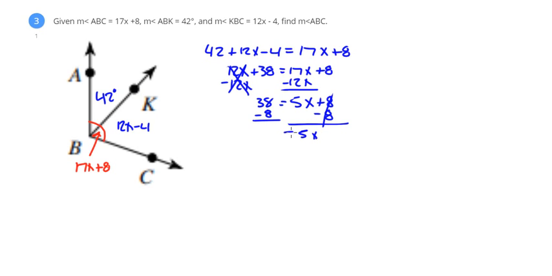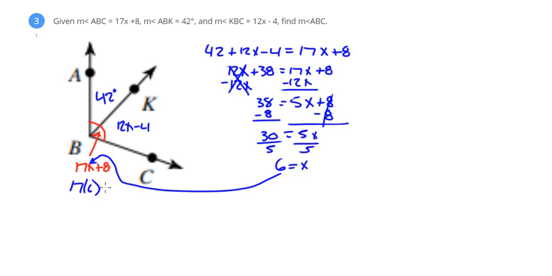We get 5x equals 30. Divide by 5, and we get that x is 6. Now, it's not asking us what x is. It's asking us what angle ABC is. So I'm going to plug this 6 into this x right here, make our life easy. So 17 times 6 plus 8, that's a 6.